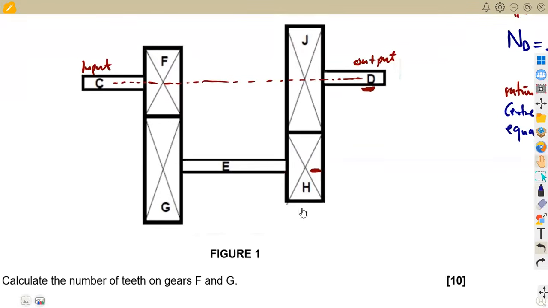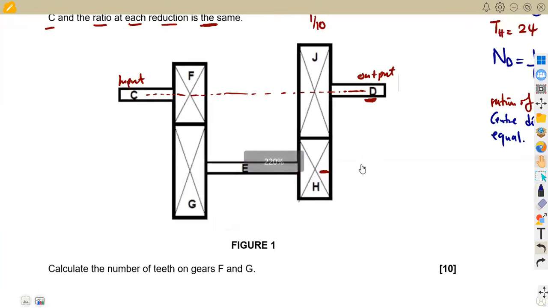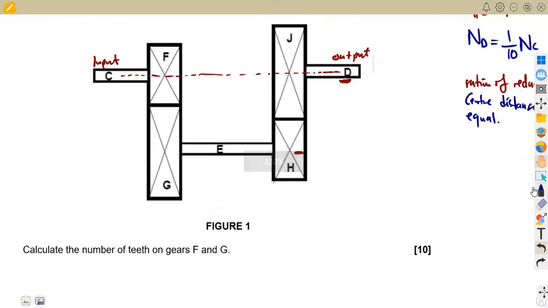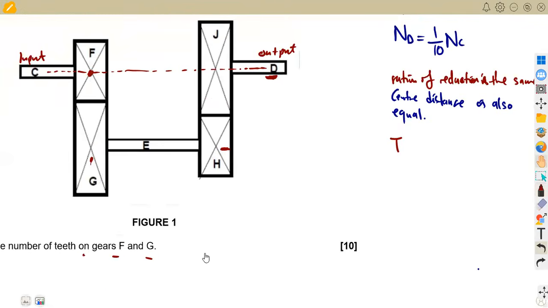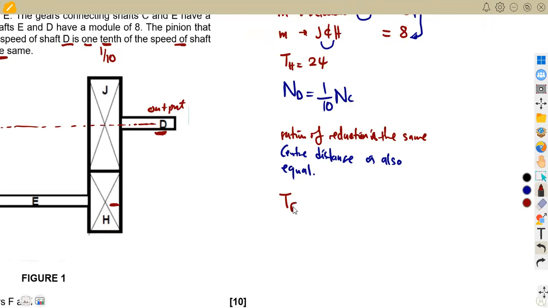So the question is, calculate the number of teeth from this information. Calculate the number of teeth on gears F and G. So gear F and gear G in this case, we need the number of teeth on these gears, that is TF and TG, the teeth of F and G. So we do not know these two, TF and TG. So what are we going to do?